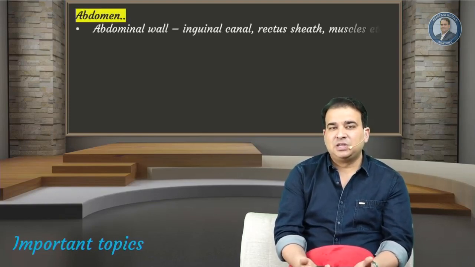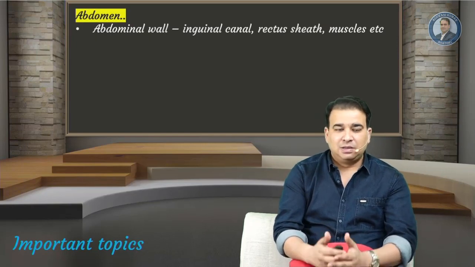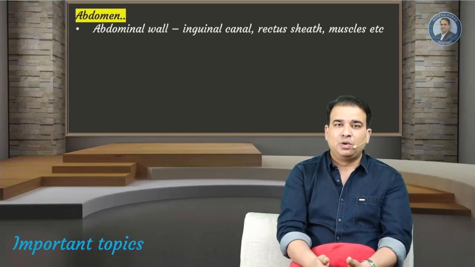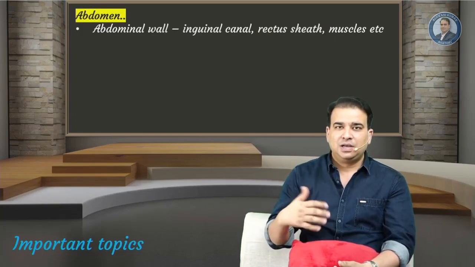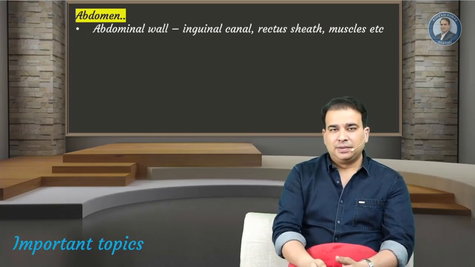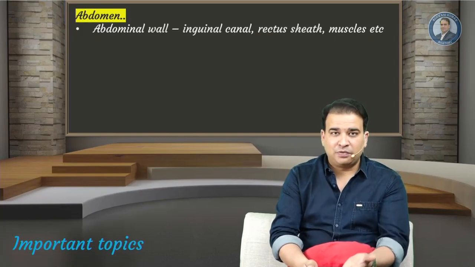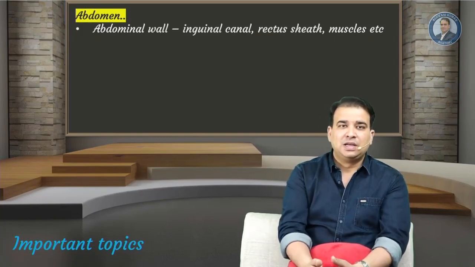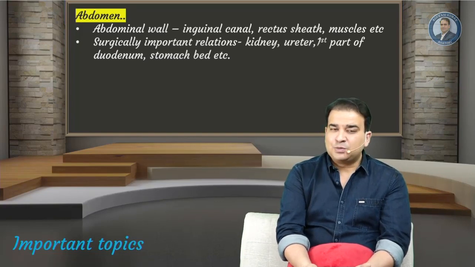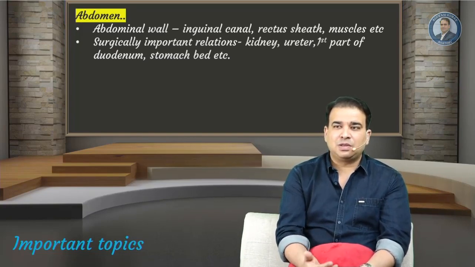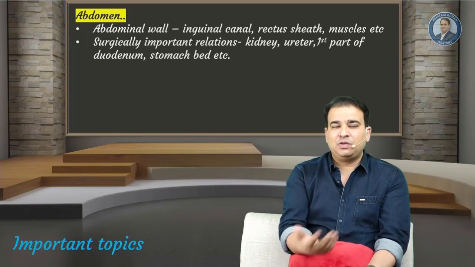Just like the thorax, in the abdomen the wall is very important, especially the inguinal canal, the rectus sheath, and the muscles of the abdominal wall. If not the detailed attachments, just make sure you can identify the muscles and their direction in different pictures. Even the thoracolumbar fascia is part of the wall, I would say, so that is very important. When it comes to relations, it is something most people are scared of, that how many relations we can read.